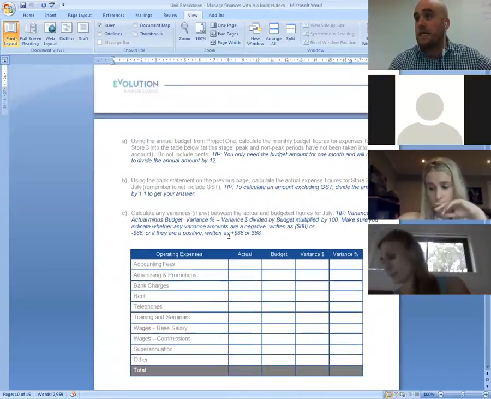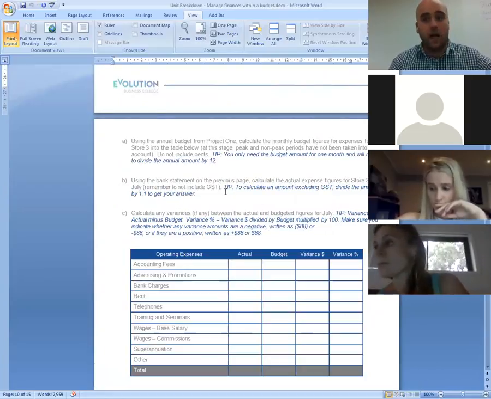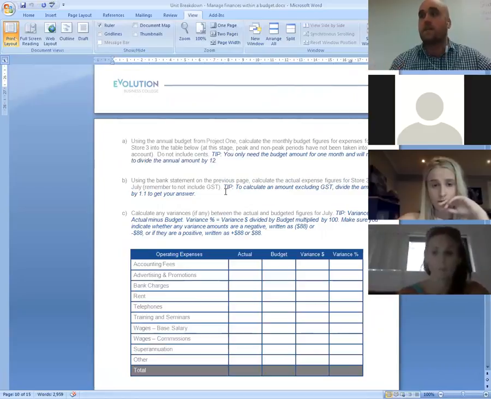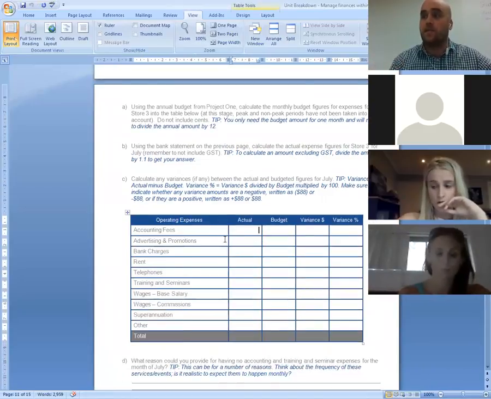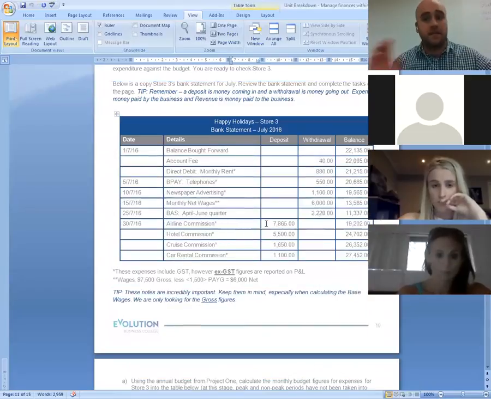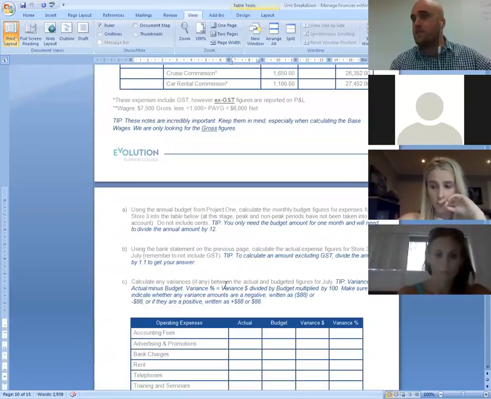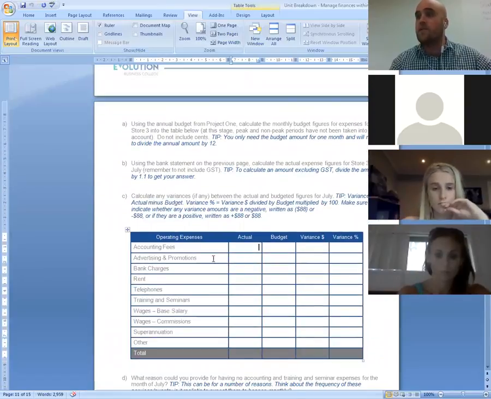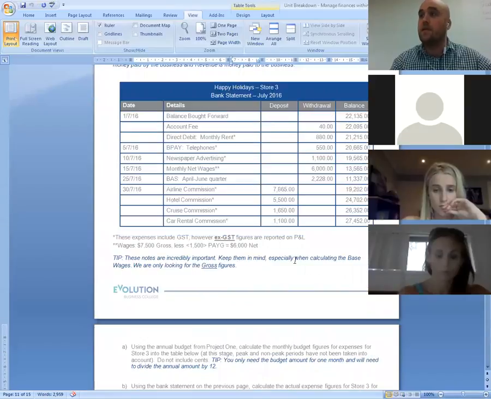what we're going to do here, we can go through this a bit if you like, or I'll just sort of brush over the whole table as a whole. What you'll be doing here is filling out the actual figures. So the actual figures will be the ones from the bank statement. These are the actual costs of each item, I guess, that we've gone through. So you'll be going through accounting fees, advertising, promotion, bank charges, rent, and you'll be using these figures we have from here.